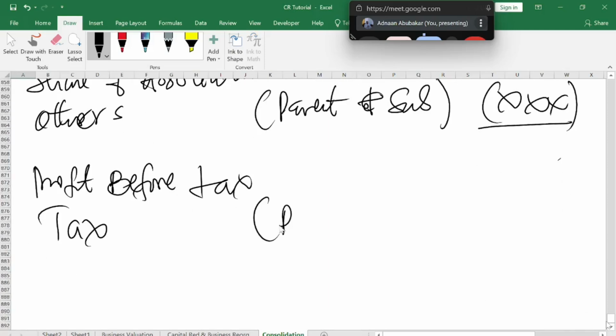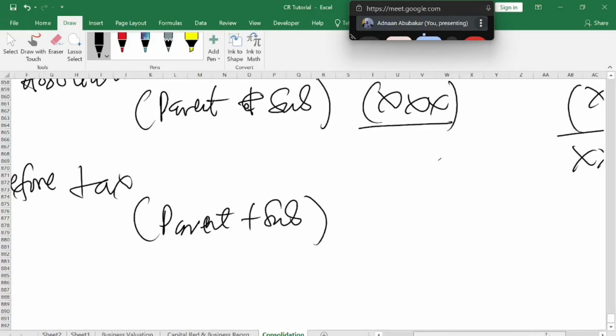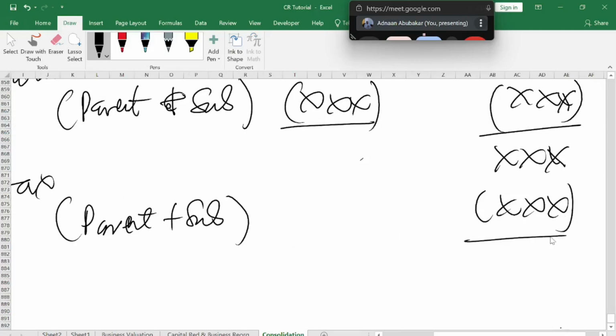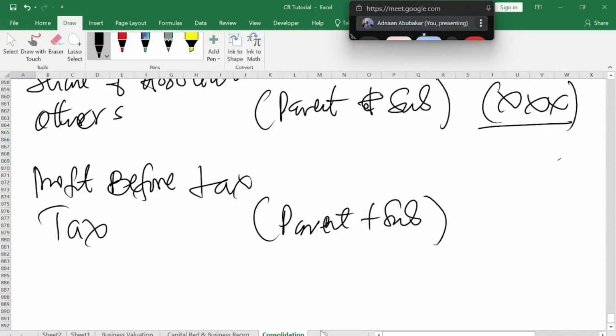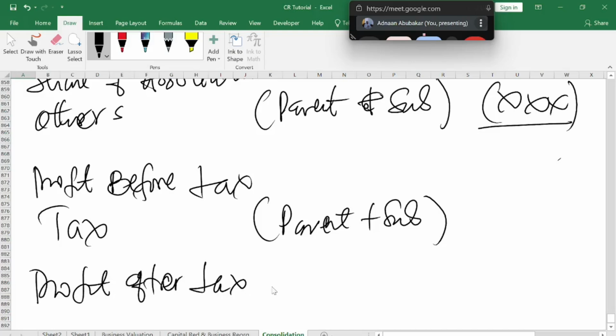So you have your parent plus subsidiary. How much is tax? You will bring it here. Now when you are done, you will bring your profit after tax. Okay, so that is it about that.